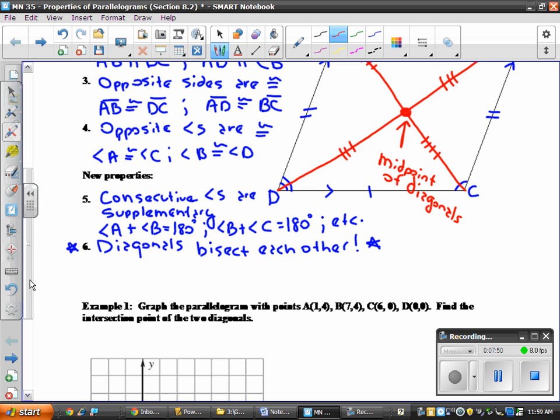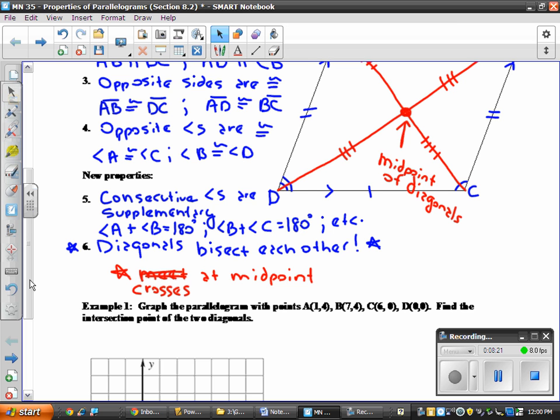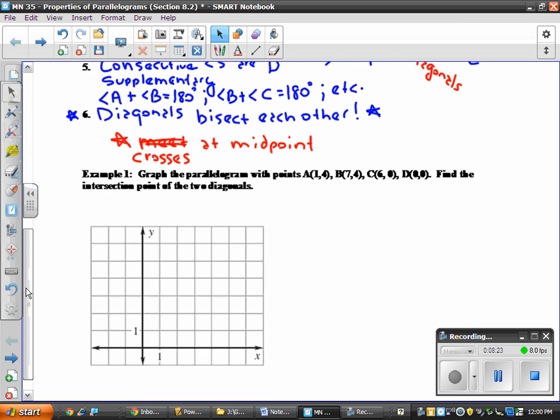And I'm going to write that down here as well, that those diagonals meet at midpoint, or maybe meets is the wrong word. Let's say crosses. Another word you could use, of course, is intersects. So that is a big one. And really that sixth property is really where example 1 is coming from down here at the end of this note guide. So let's get right into that problem.